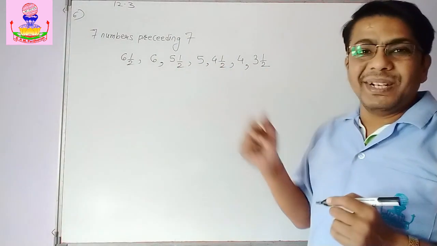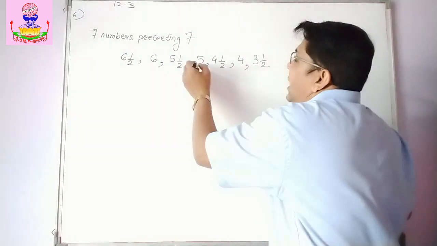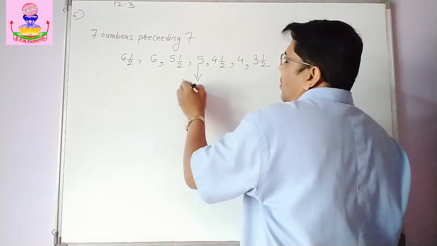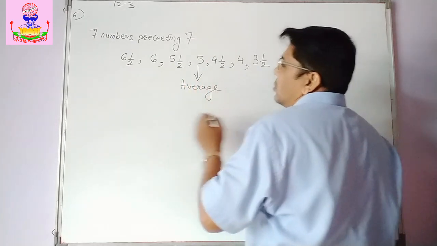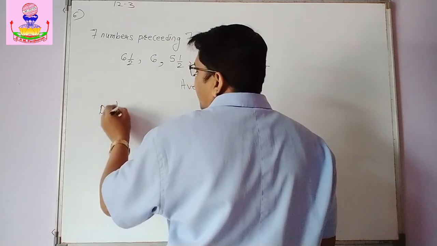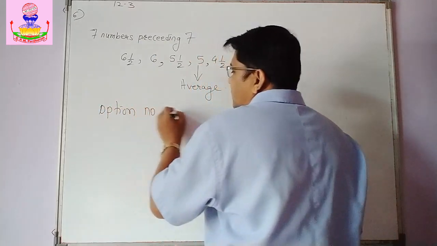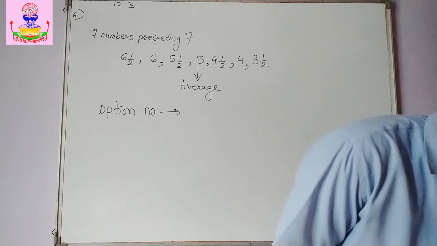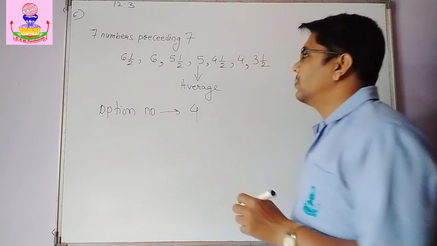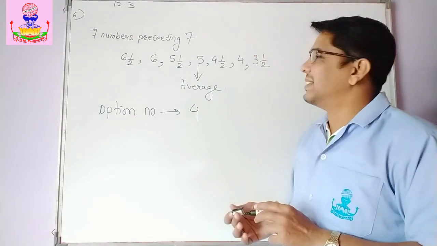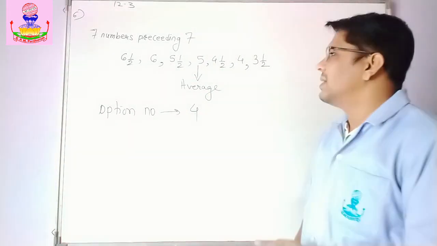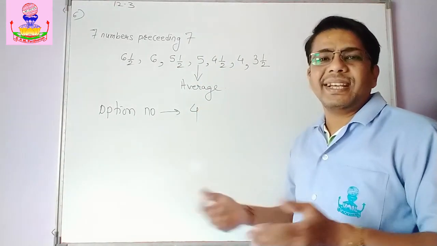Okay. Now see, odd numbers. So the middle number should be the average of it. So this is the average of all those 7 numbers. So option number 4. Option 4 is the right answer. Okay. So no need to use the formulas or anything else. Just use the clues. You will get the answer.